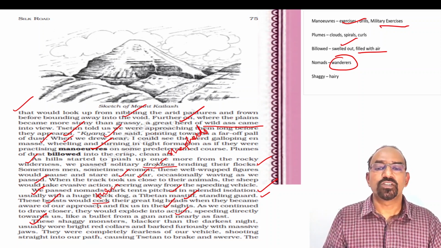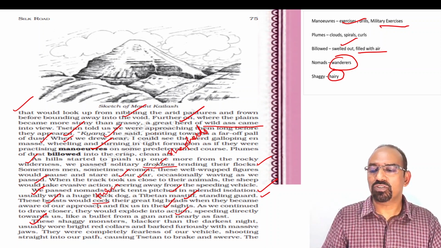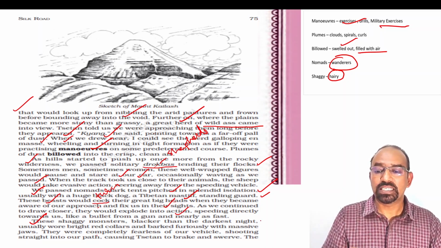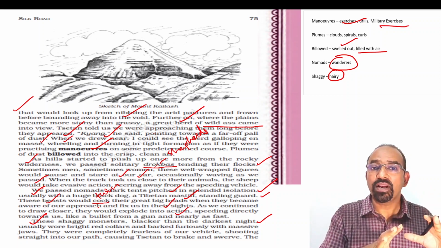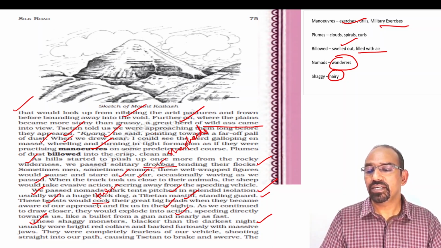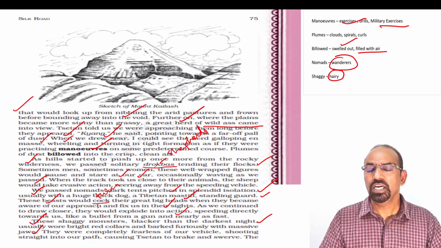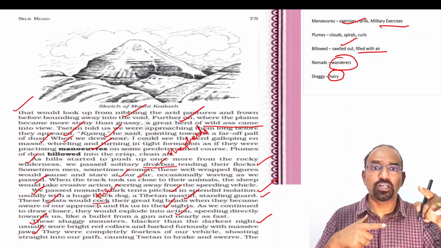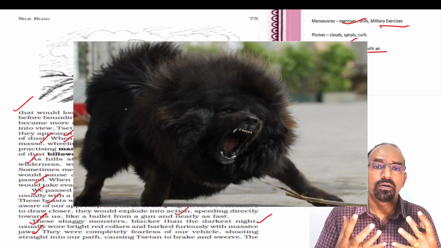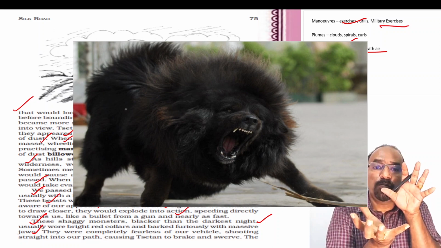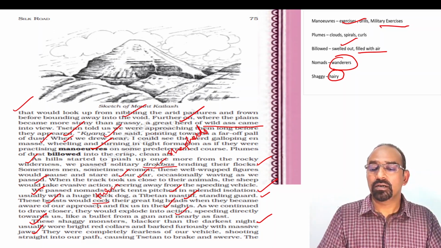These shaggy monsters, shaggy here means hairy. A lot of hair you can see on these black Mastiff dogs. Blacker than the darkest night. These Mastiff dogs are blacker than the real darkest night. Usually they wore a bright red collar and barked furiously with massive jaws. When it opened its jaws, a human body could entirely enter it. That much bigger are their jaws.